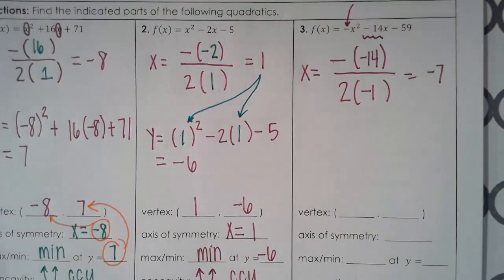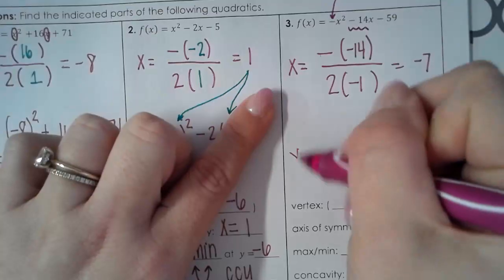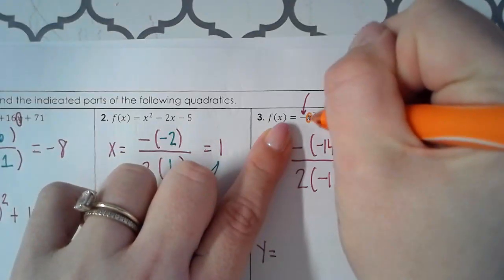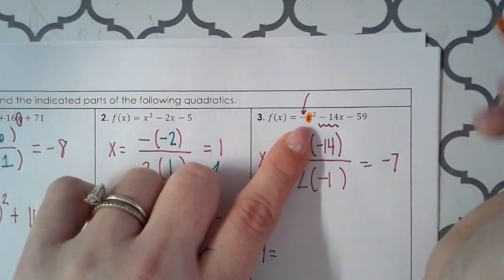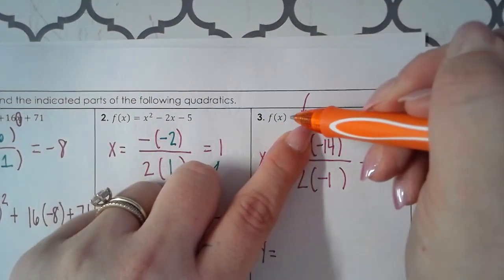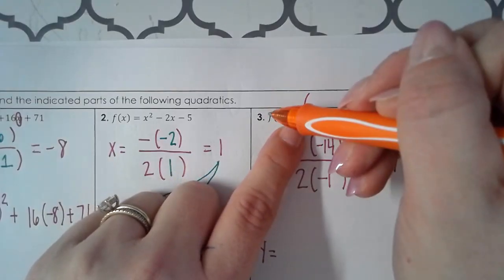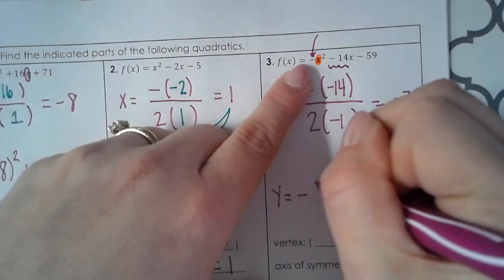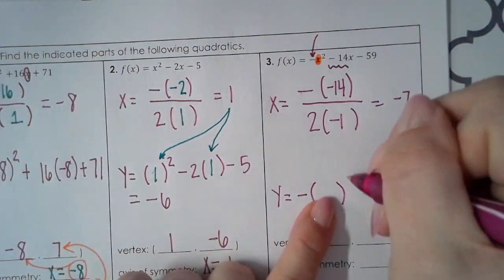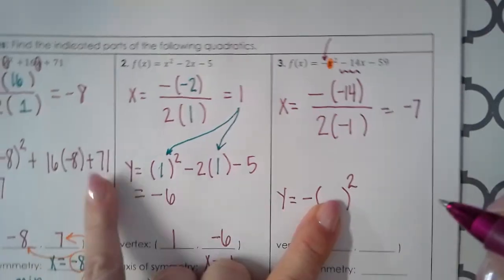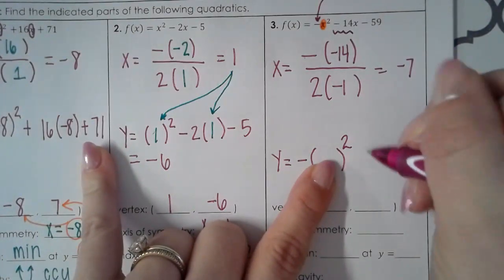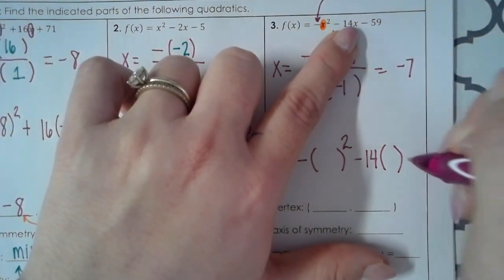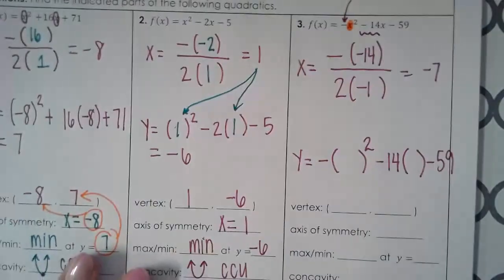Now here's where it can be tricky. When you go back to plug in, the only thing that you replace is this x. I'm going to circle that, color in that x. The negative, this negative here, stays out. The squared stays out. So it's going to look like this, negative, and then I'm going to plug in my x squared. I'll come back and plug it in. -14. Then there's another x, -59.